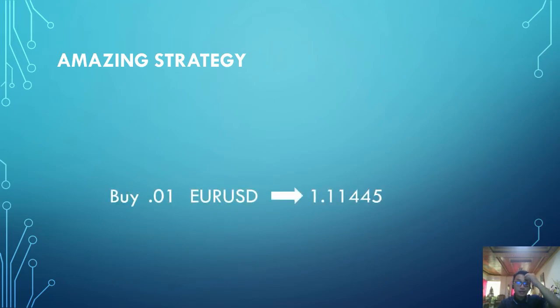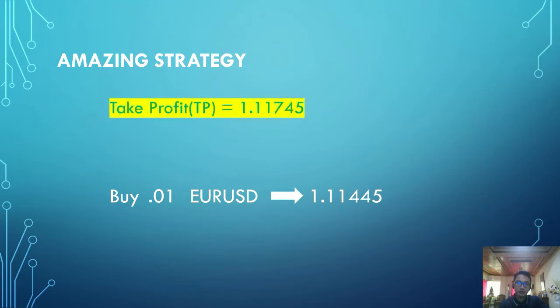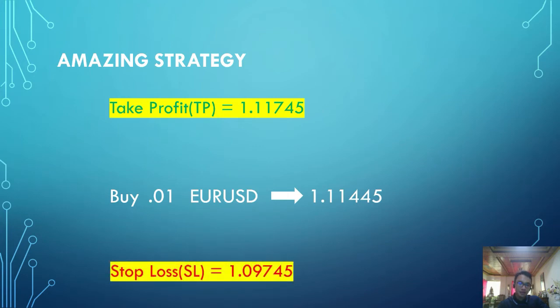So if you are buying 0.01 EUR/USD at 1.11445 and you have a take profit of 1.11745 and a stop loss, the stop loss is basically to stop the losses when it drops to a certain negative pip or negative amount. It stops the losses from there. For this example, our stop loss is 200 pips from the current price. So when it reaches that price, it will cut the losses. It will automatically be deducted from your account.